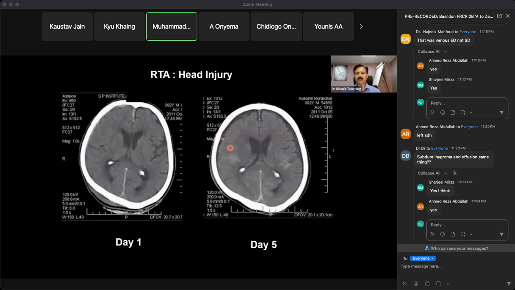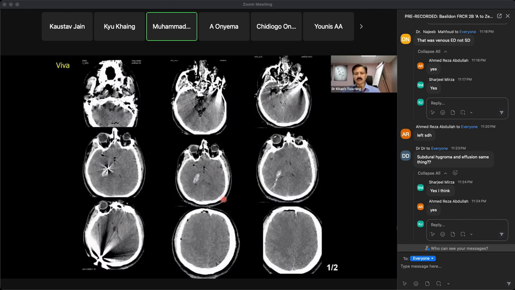How do you explain this? Basically, there was a defect or a traumatic rent in the dura. So this is another concept of the word subdural hygroma. Very rare. I've seen a few cases in my life, but it can happen. You should understand that mechanism.